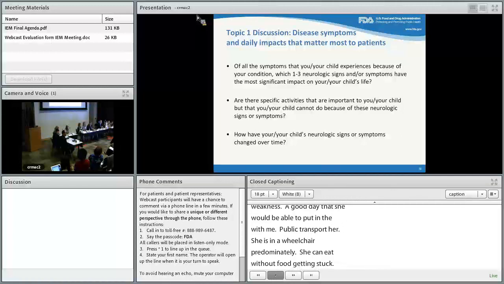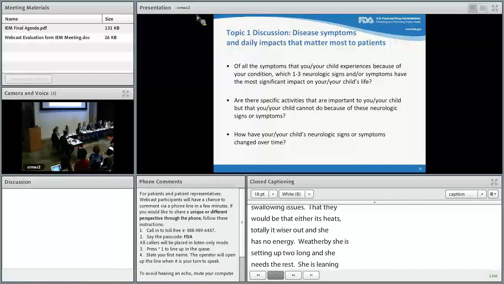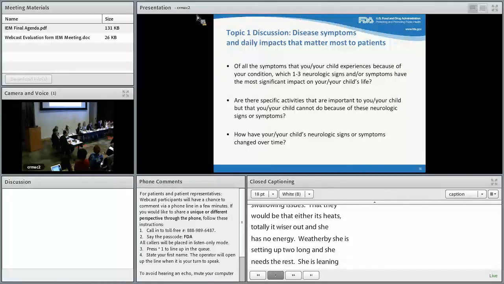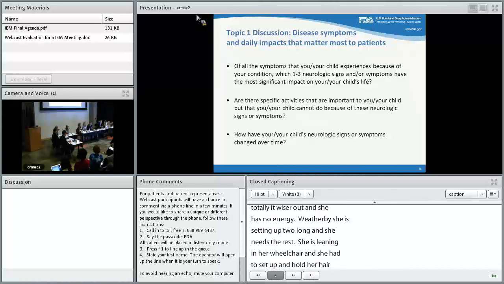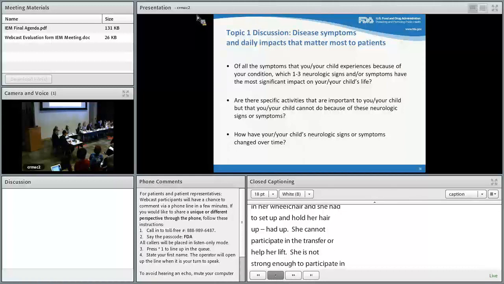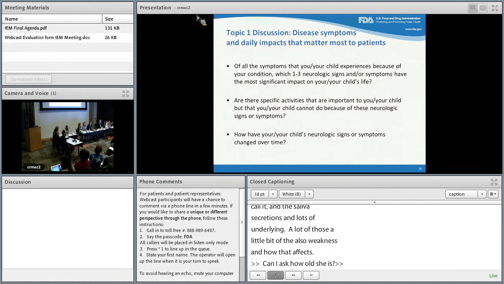The bad day would be that either heat totally wipes her out, she has no energy, whether it be that she's sat up too long and she needs to rest, she's leaning in a wheelchair, we have to set up, hold your head up. She cannot participate in a transfer. She can't even help with the lift. I have a standing frame. She's not strong enough to participate in that and just requires extra rest. Food gets stuck, is what we call it, and the saliva secretions and lots of underlying issues. So just a little bit of the muscle weakness and how that affects. Can I ask how old she is? She's 31. Okay.